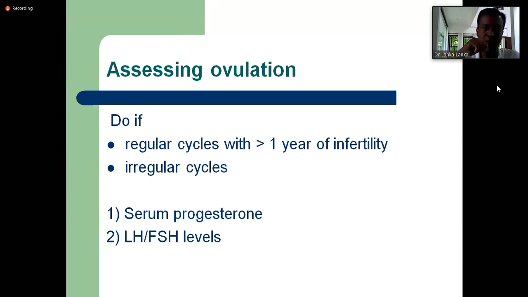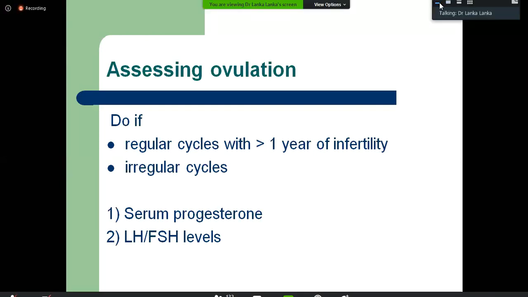Then investigation: serum progesterone. If it is more than 30 nanogram per liter, that will indicate that a woman has already ovulated.